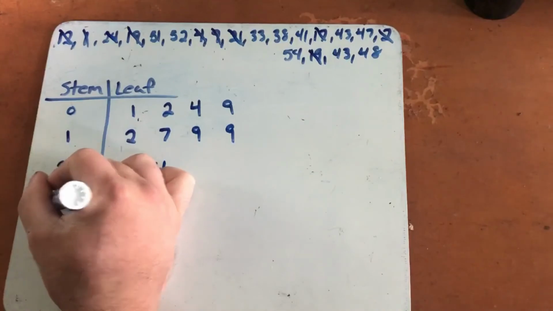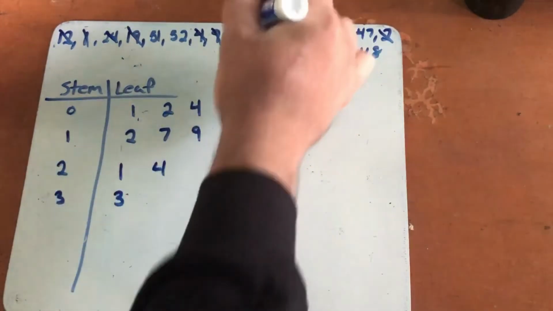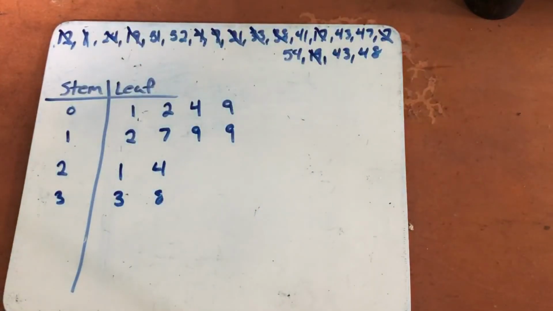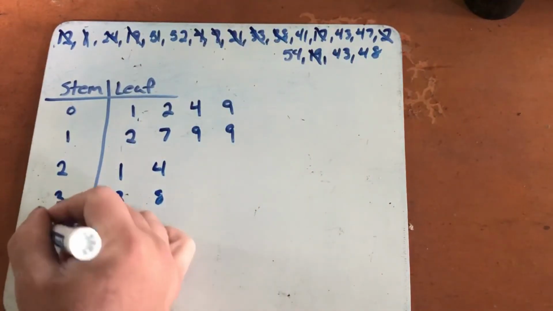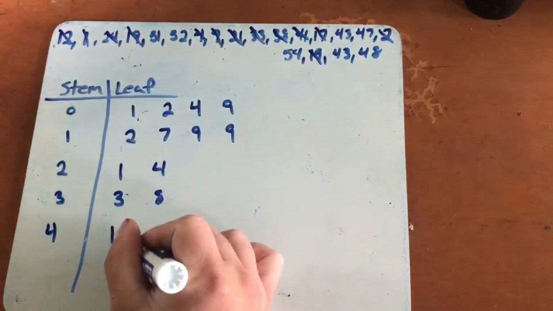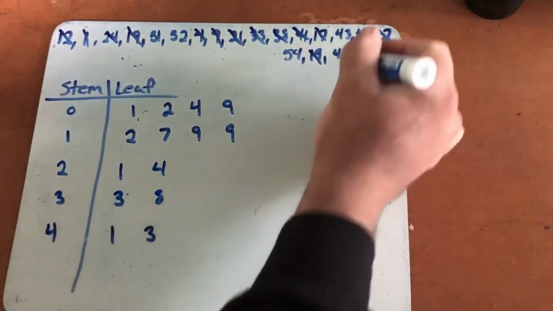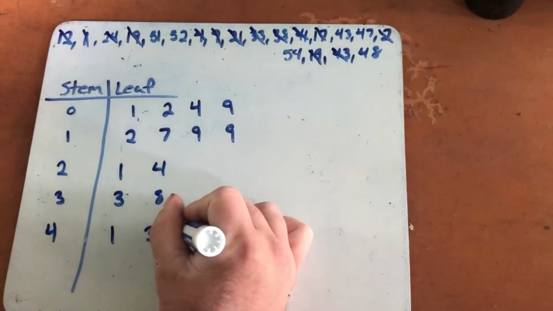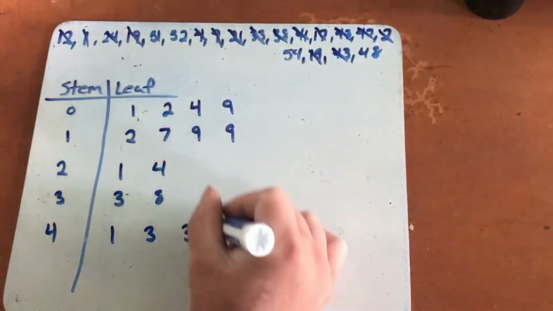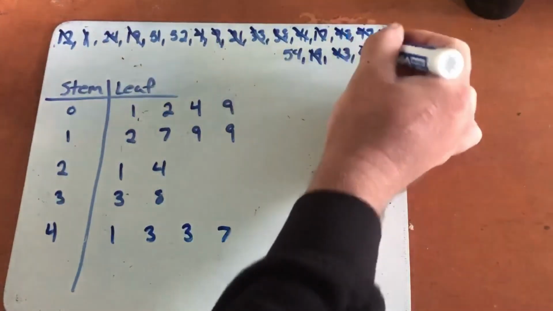And so I'm in my 30s. I have a 33 and a 38 that are actually side by side. And then we go to my 40s. I have a 41, I have a 43, another 43, 47, and a 48.